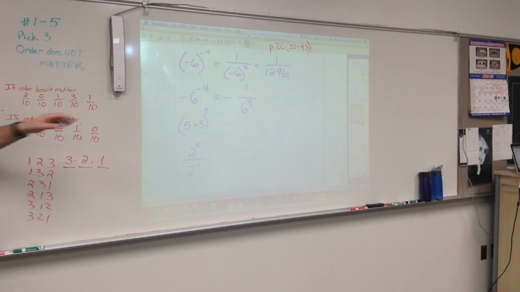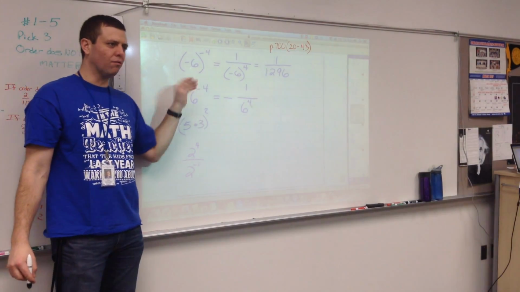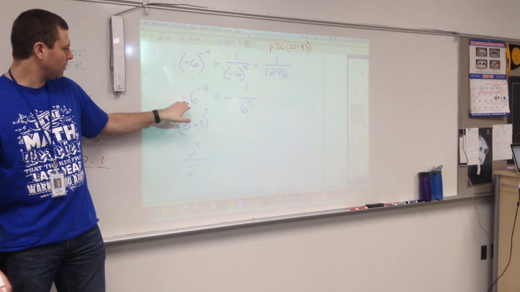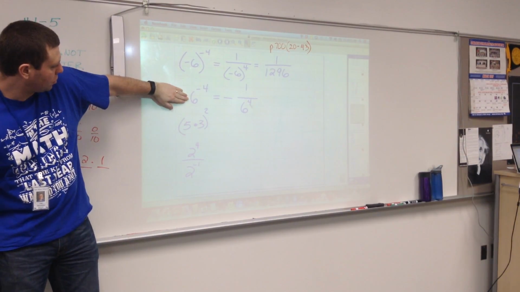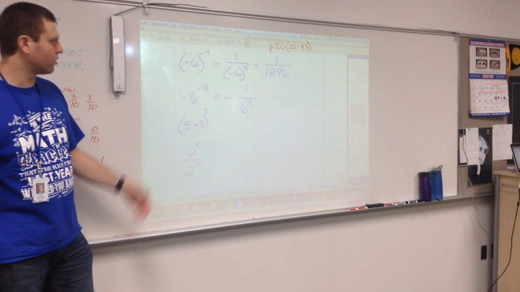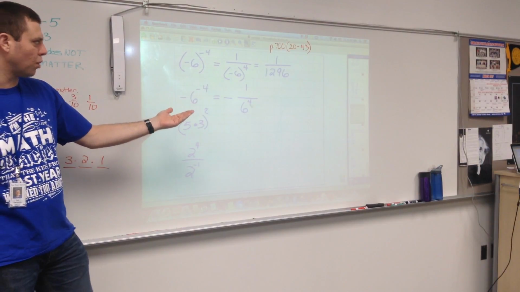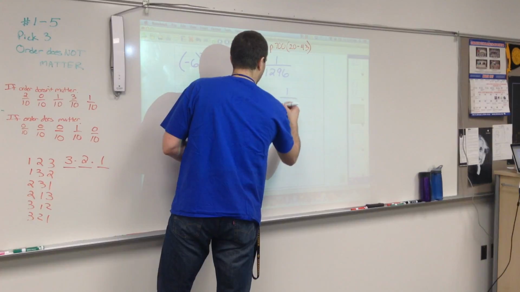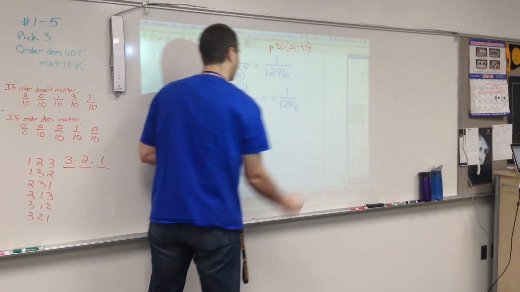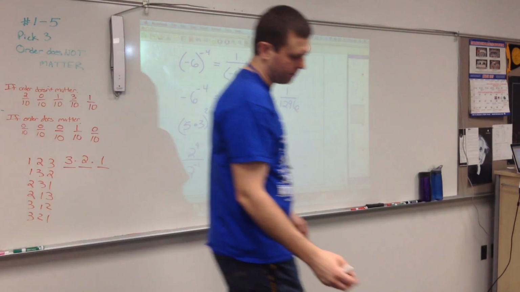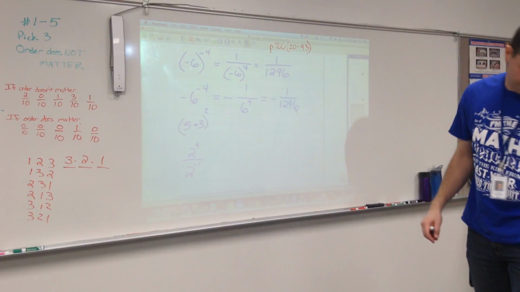Because this negative sign is not part of what's being raised to that negative 4 power, I'll just keep that out in front separate. I'll just do the 6 to the negative 4. 6 to the negative 4 is 1 over 6 to the 4th. We know from the previous problem that is 1296. So my final answer this time is a negative 1 over 1296. And I believe that was problem number 21 as well. So we hit 20 and 21 there.